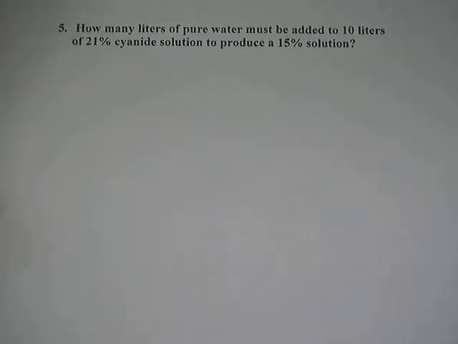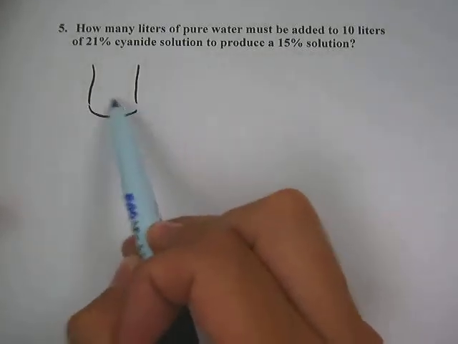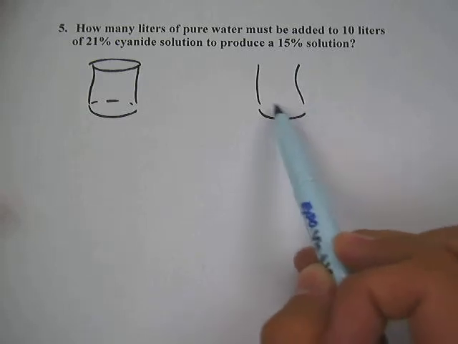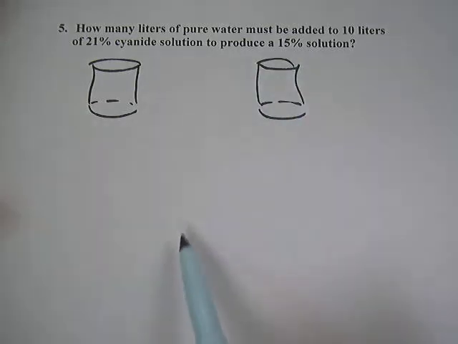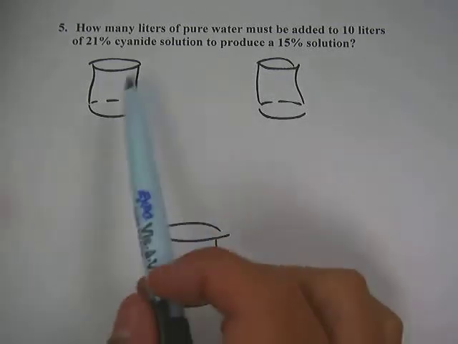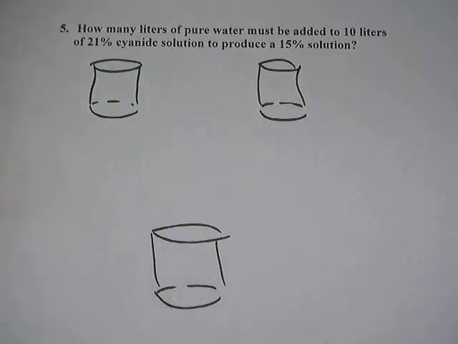Okay, let's talk about one last type. We're going to talk about this problem right here. It says how many liters of pure water must be added to 10 liters of 21% cyanide solution to produce a 15% solution. So again, we have this solution here, we have this solution here, and then we have our final solution.